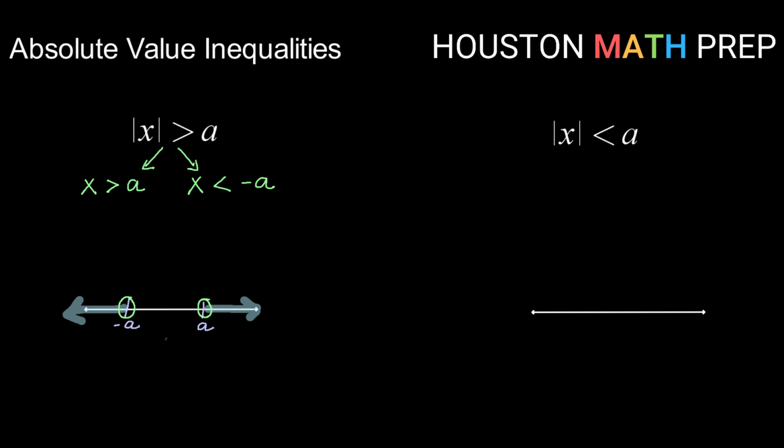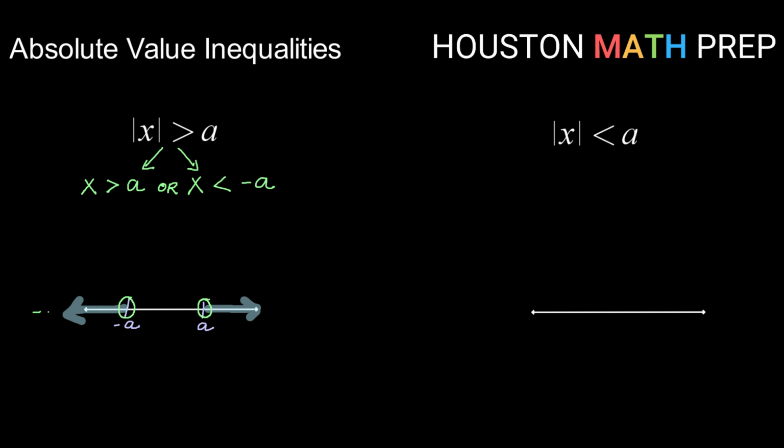Okay, and so when we have this greater than, we end up with two disconnected pieces of our number line shaded. So that becomes an or problem. So if we wanted to write this out, we could say x is greater than a, or x is less than negative a. Since the two do not overlap, that's an or.